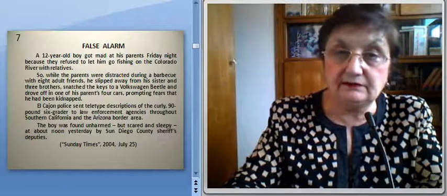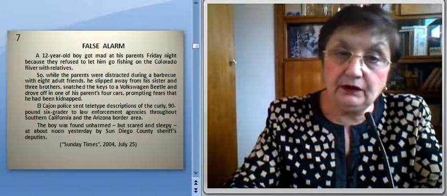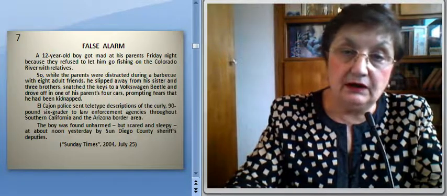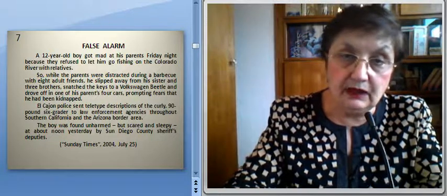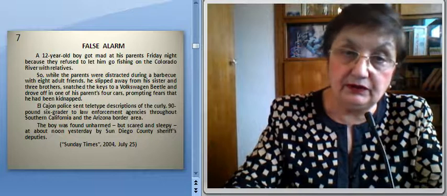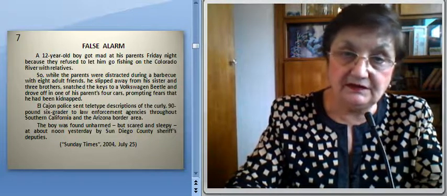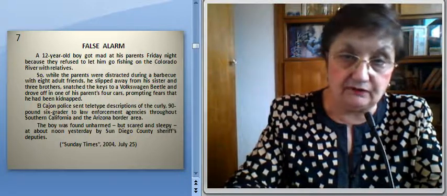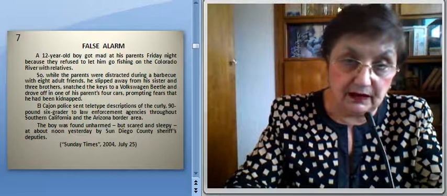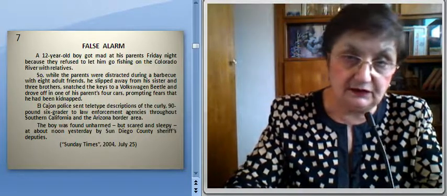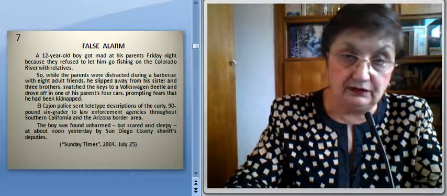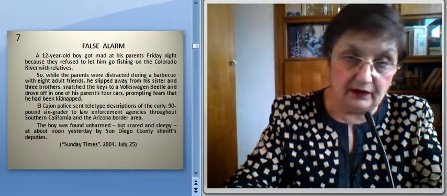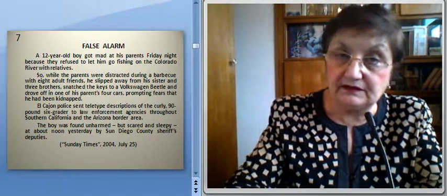False alarm. A 12-year-old boy got mad at his parents Friday night because they refused to let him go fishing on the Colorado River with relatives. While the parents were distracted during a barbecue with 8 adult friends, he slipped away from his sister and 3 brothers, snatched the keys to a Volkswagen Beetle, and drove off in one of his parents' 4 cars, prompting fears that he had been kidnapped. El Cajon police sent teletype descriptions of the curly-haired 90-pound 6th grader to law enforcement agencies throughout Southern California and the Arizona border area. The boy was found unharmed but scared and sleepy at about noon yesterday by San Diego County Sheriff's deputies.